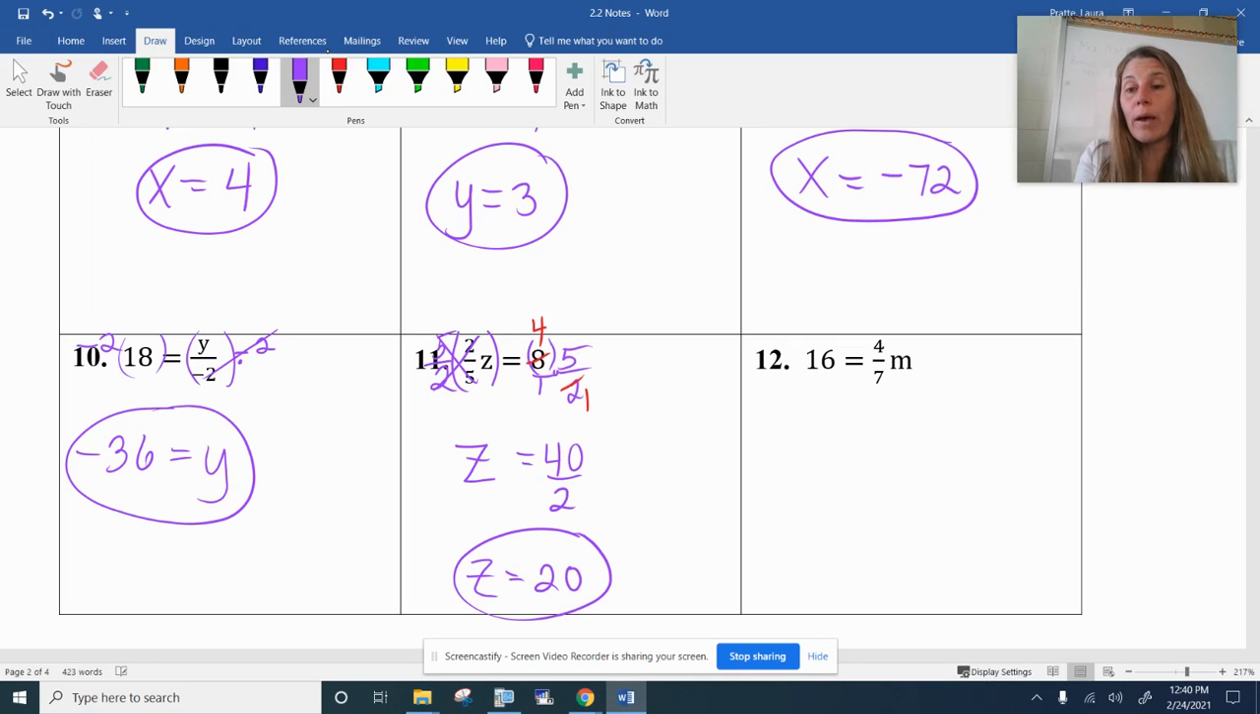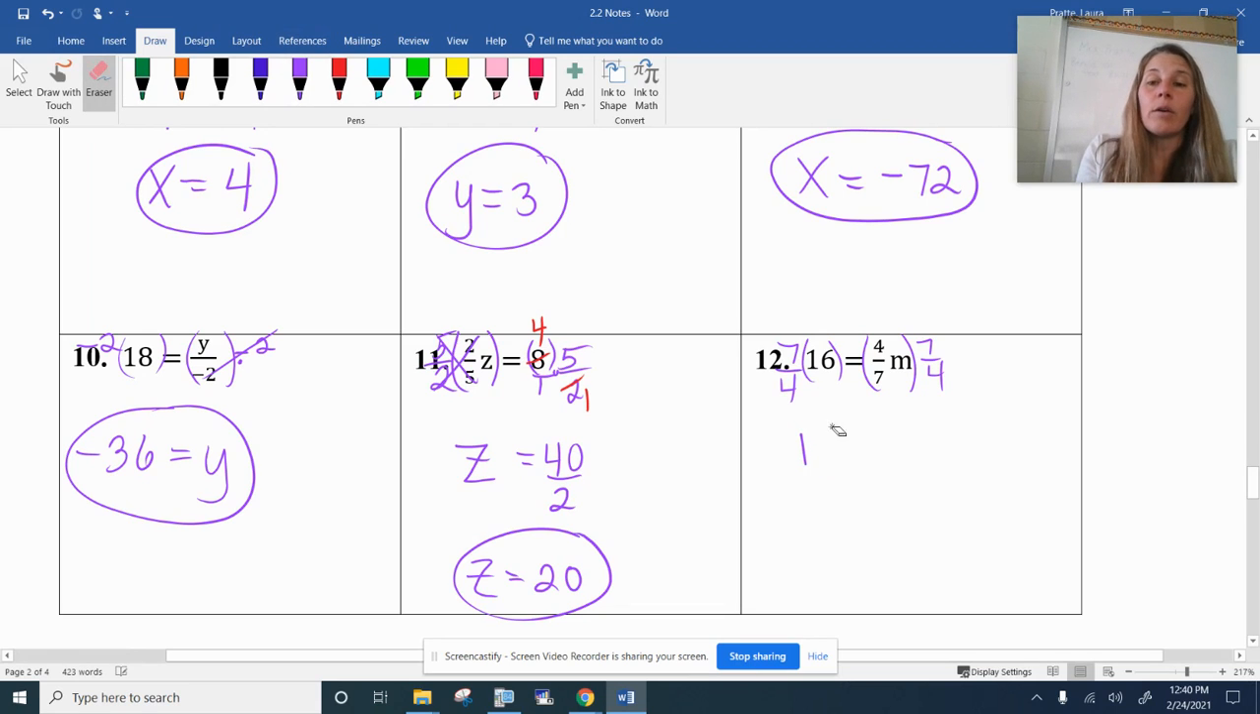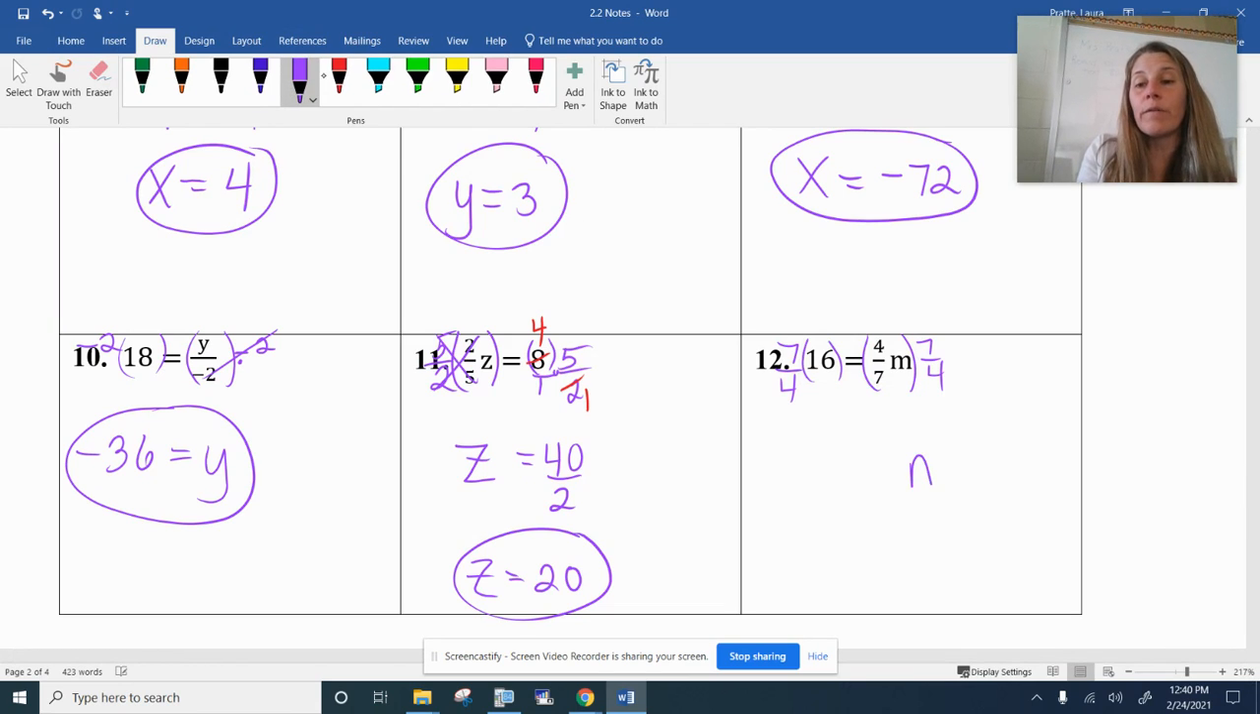Okay, and then finally number 12, I'm going to again multiply by that reciprocal, which is 7 over 4. So on the side with the variable now, I'm left with just that m all by itself. And on the other side, I could do 7 times 16 and put that over a 4, but I don't really feel like doing 7 times 16 in my head, so I'm going to simplify this because I know 4 goes into 4 once and 4 goes into 16 4 times, and it's much easier for me to multiply in my head 7 times 4 and then get that 28.